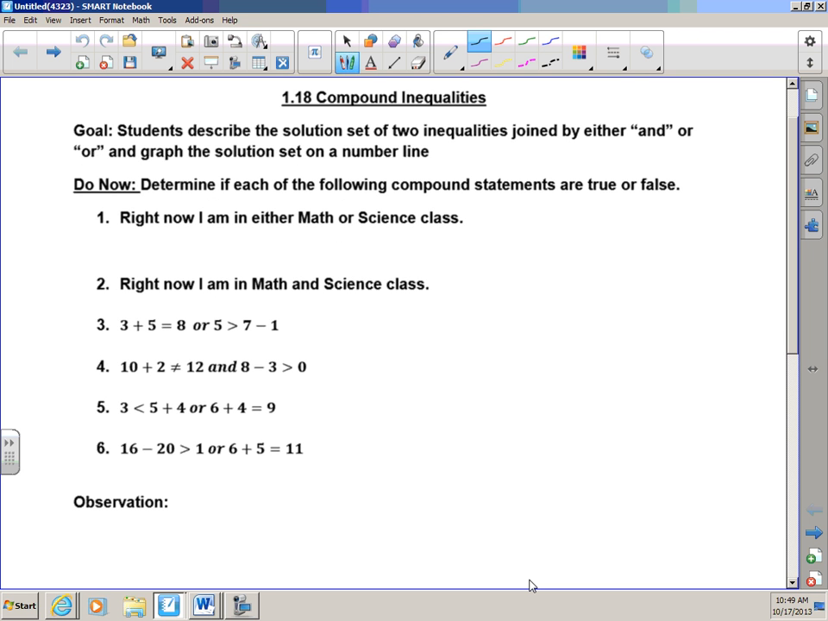Right now, I am in either math or science class. Assuming for a moment you're in period 1 or period 3, this is a true statement. Right now, I am in math and science class. A false statement. 3 plus 5 equals 8. That's a true statement. 5 is greater than 7 minus 1. That's a false statement, but since it's or, it's true. If I continue down the process, statement number 4 is false, while the other 2 are both true.